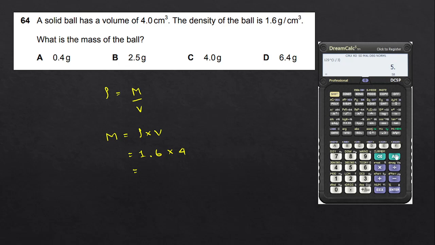1.6 times 4 is 6.4. So mass will be equal to 6.4 grams. That's option D.